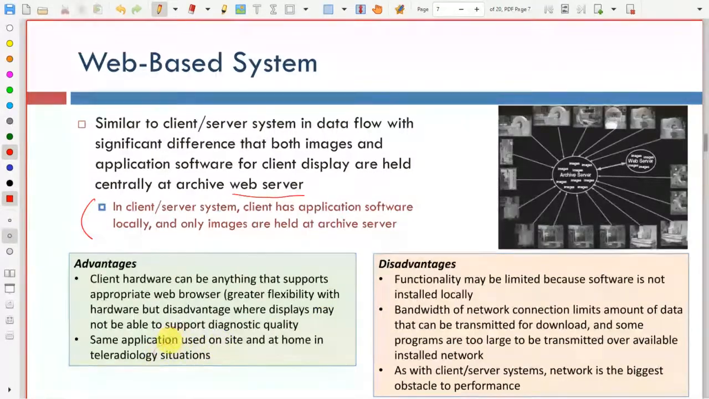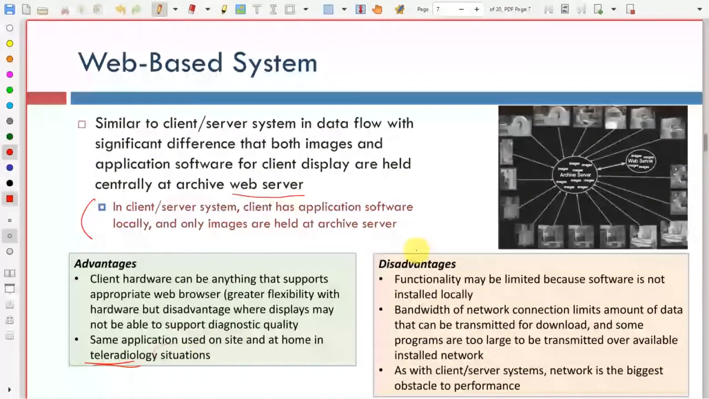Basically, the same application is used on-site and at home in a teleradiology situation. We're going to talk about teleradiology in one topic later, when sometimes the diagnostic model is based on consultants. You don't have any doctors on site. They send everything to remote consultants and they do everything. So this is teleradiology.